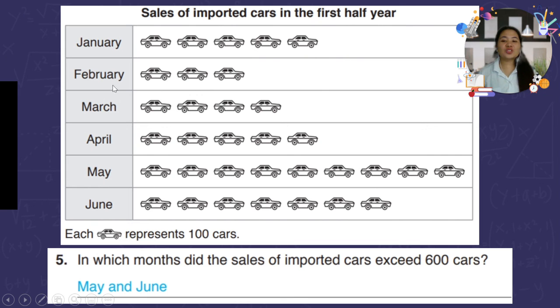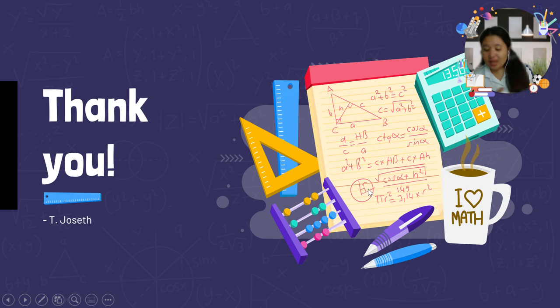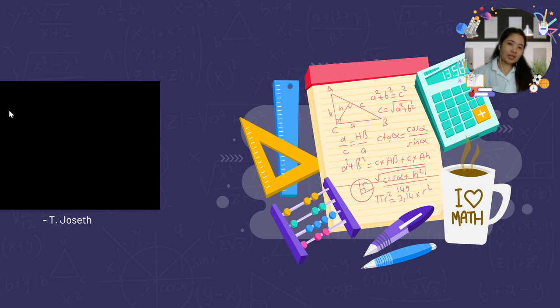Okay, good job, everyone. So we are finished with letter C and letter D. Next meeting, we will draw the table and pictogram. Then we answer after. Okay, so that's it for now, grade 3. I will see you again in our next class. Goodbye, everyone, and stay safe.